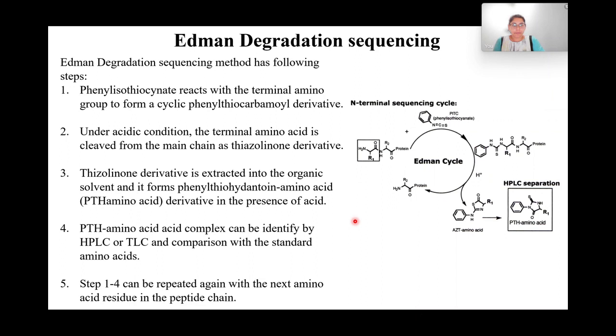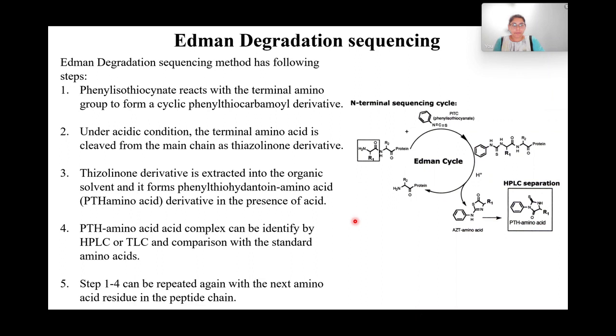This derivative is extracted into organic solvent, and forms a phenylthiohydantoin amino acid derivative, which is basically rearranging the compound into another compound amenable to HPLC separation, so that by HPLC separation you can see which compound this is. In HPLC separation you have an amino acid profile. There you compare this with the standard amino acid and ask, if I add PTH to this amino acid, how will it look? And based on whatever profile you find, you try to identify the amino acid.